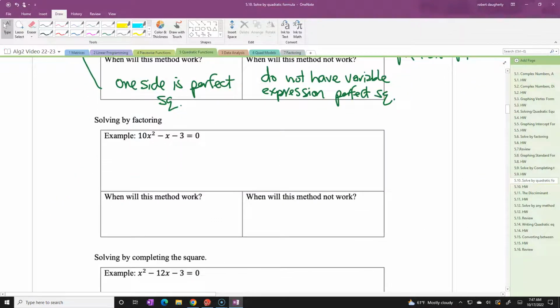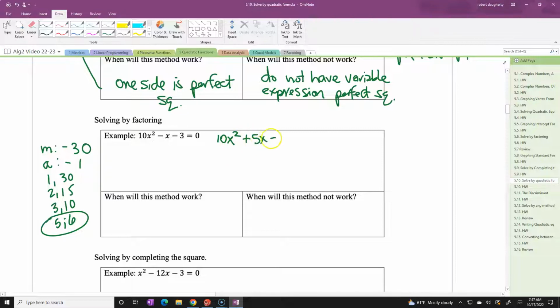The other method we talked about solving was solve by factoring. So not everyone will factor, but if this factors, you have a method. I'm looking for numbers that multiply to negative 30 and add to negative 1. The factors of 30 are 1 and 30, 2 and 15, 3 and 10, 5 and 6. The only way to combine those numbers and get a negative 1 is with a 5 and a negative 6. So you rewrite this as 10x squared plus 5x minus 6x minus 3 equals 0. That allows you to factor by grouping.